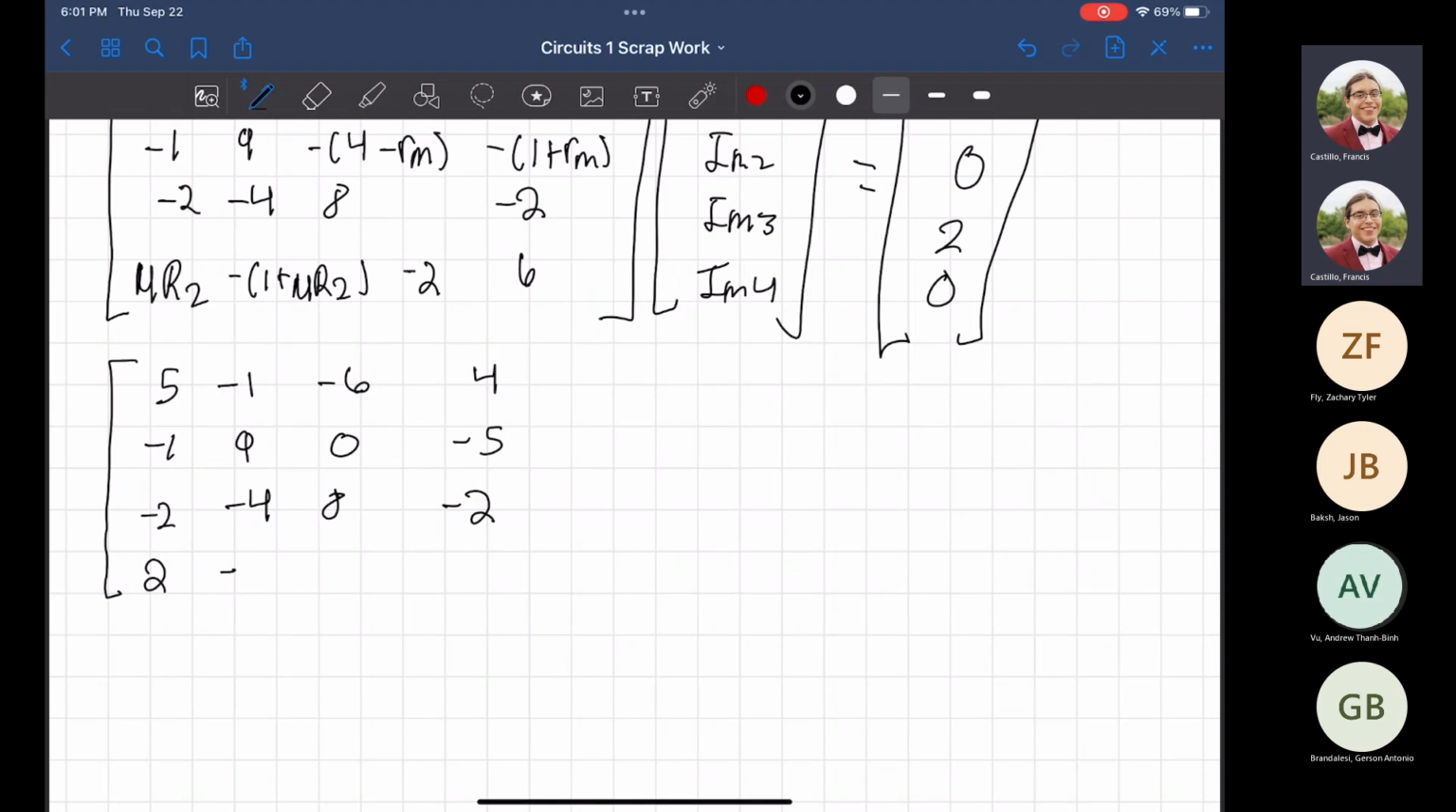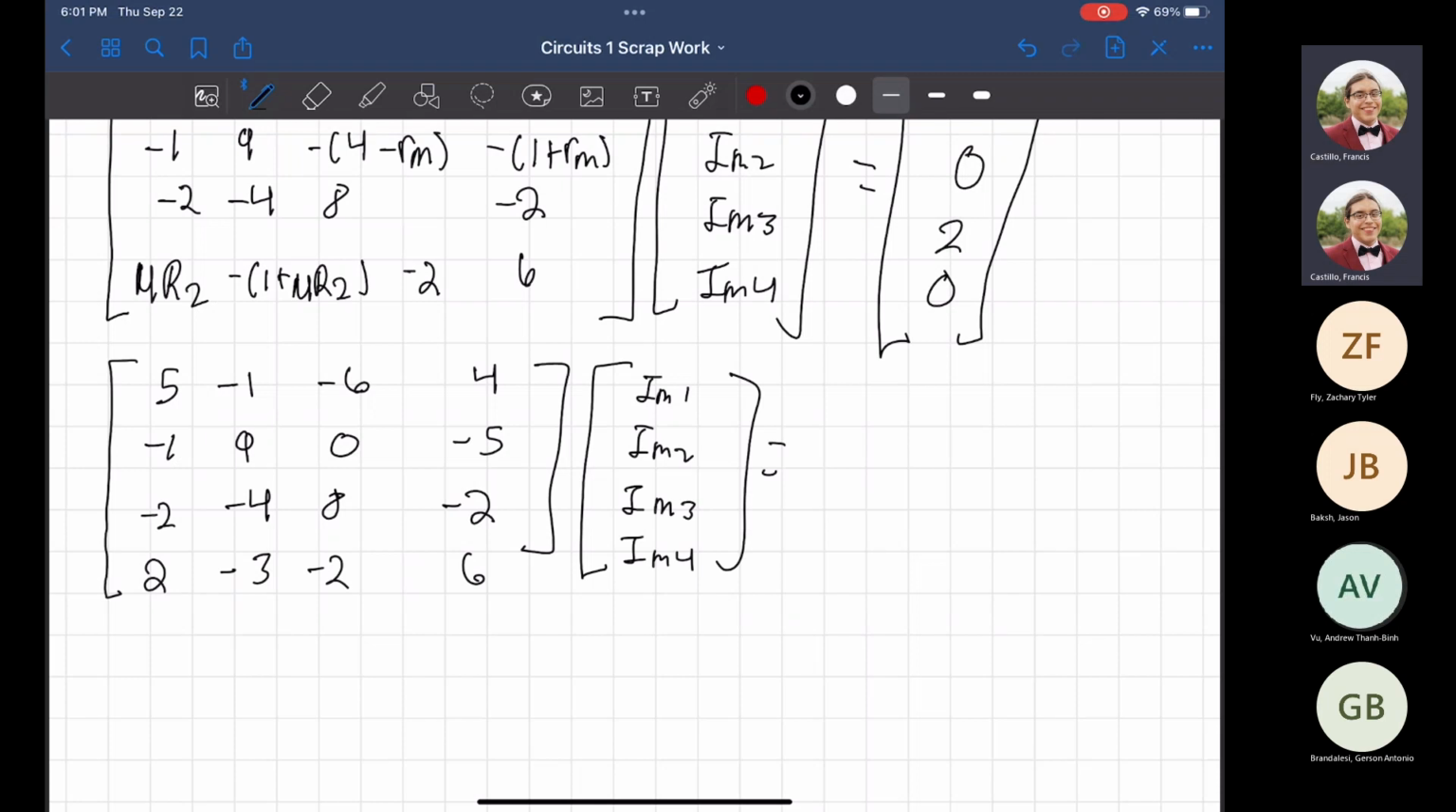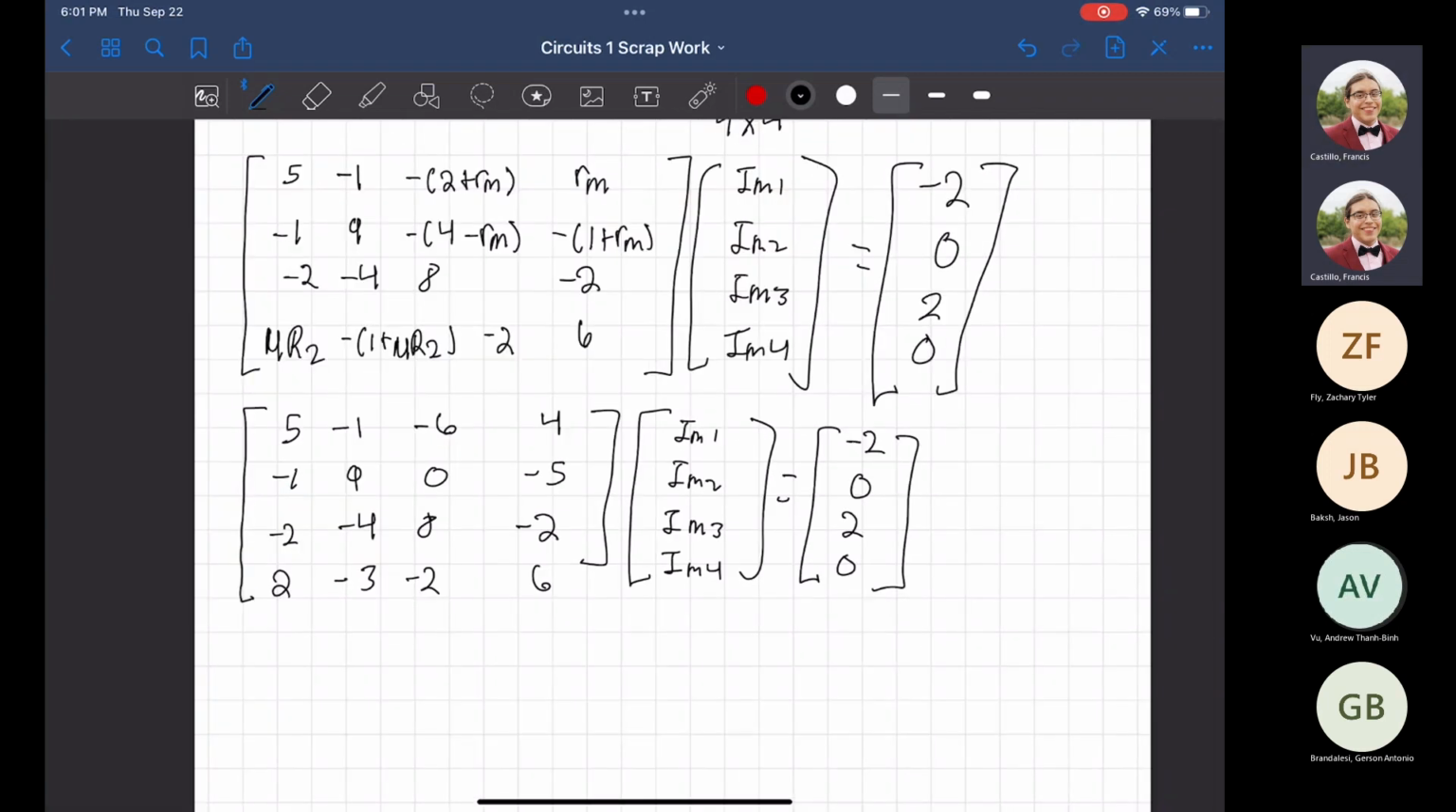And then same thing here would be 1 plus 1 times 2, so 1 plus 2 is 3. -3 will go here. -2 and 6 times I_m1, I_m2, I_m3, I_m4 is equal to our independent sources, -2, 0, 2, and 0. This is our final equation.